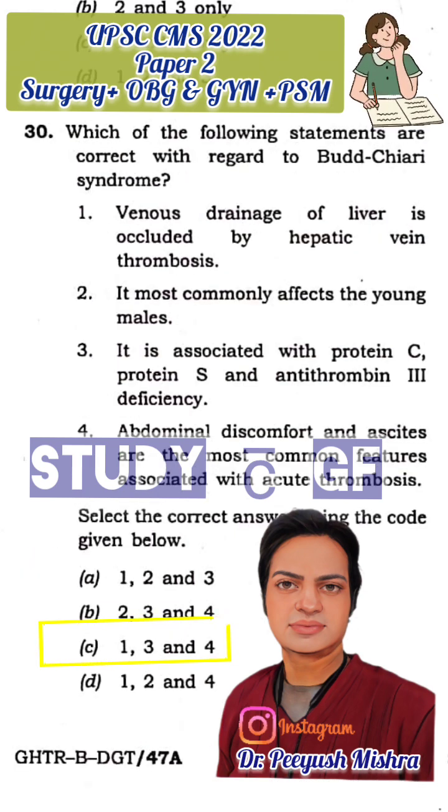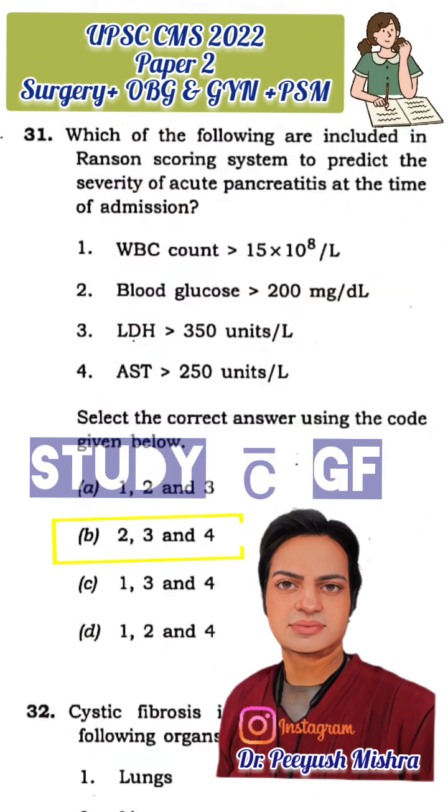Which of the following statements are correct with regards to Budd-Chiari syndrome? Venous drainage of liver is occluded by hepatic vein thrombosis. It is associated with protein C, protein S and antithrombin III deficiency. Abdominal discomfort and ascites are the most common features associated with acute thrombosis.